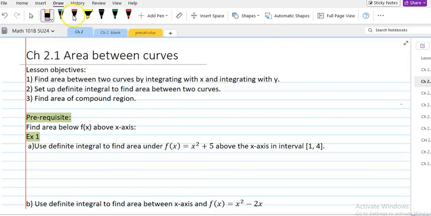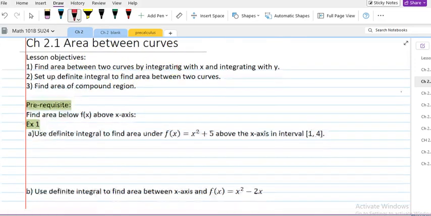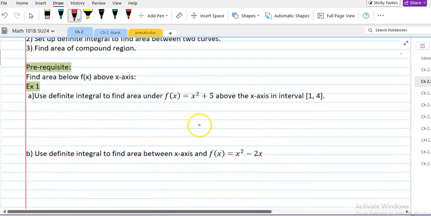Hello, calculus student. This video is for chapter 2.1. We want to talk about how to find area between two curves. I'll do two examples, and then further examples will be in the second video.